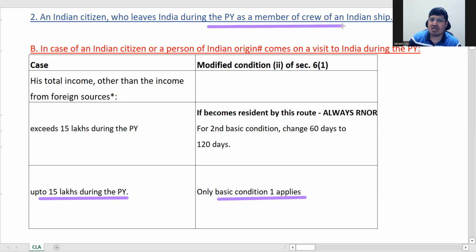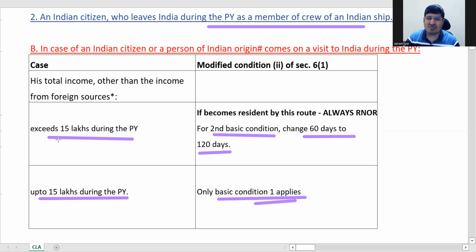In point 2, in exception A, what did you do? You cut off the second point, right? Same thing you have to do. Only the basic condition applies up to 15 lakhs, so no change. If it exceeds 15 lakhs, then what you have to do? Here we deleted the second condition. Here, the first condition will always be there, nobody will touch it. Now, in the second condition, change 60 days to 120 days. That's the only change you have to do here.